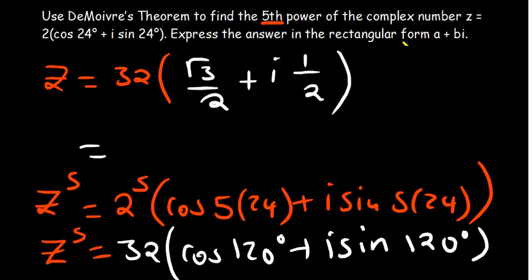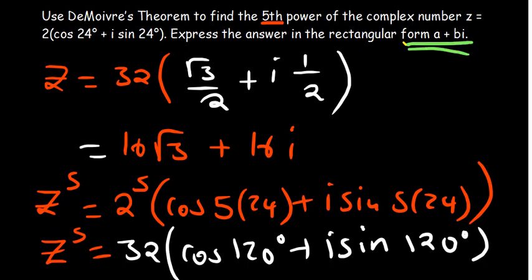You're basically going to have 32 being multiplied by the root of 3 over 2, which is just going to be 16. So you have something like 16 root 3 plus 16i. So this is the way that you get to express it in what we're calling the rectangular form. Okay. So this is how applicable De Moivre's theorem is.